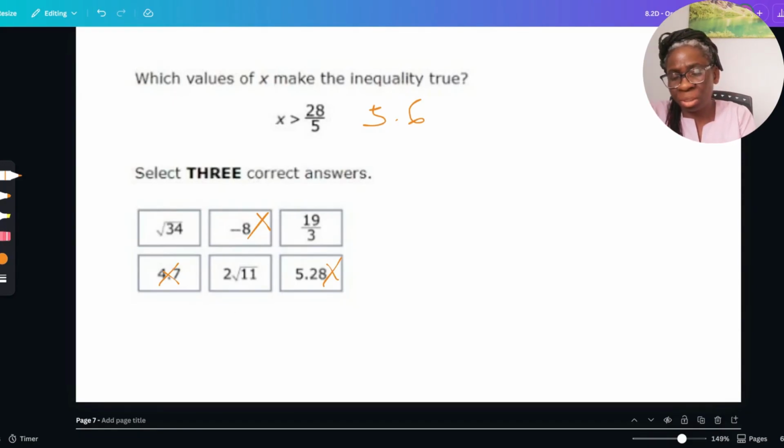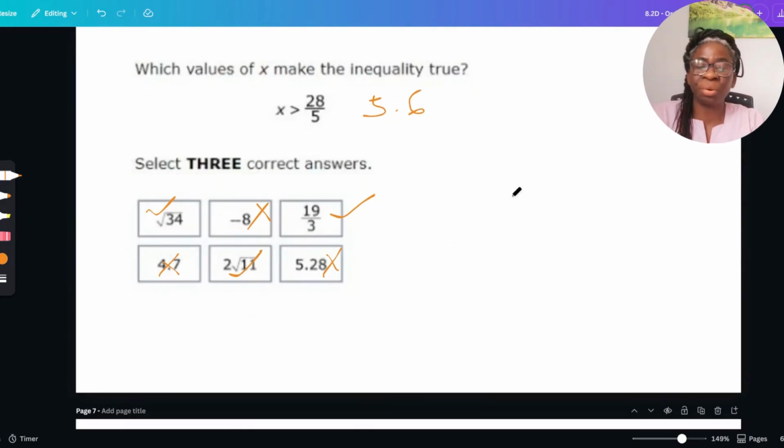So let's find root 34. Root 34 is 5.83. So this is greater than 5.6. Then 19 divided by 3 is 6.33. This is greater. Then 2 times root 11. Root 11 times 2 is 6.633. So this is also greater than 5.6.